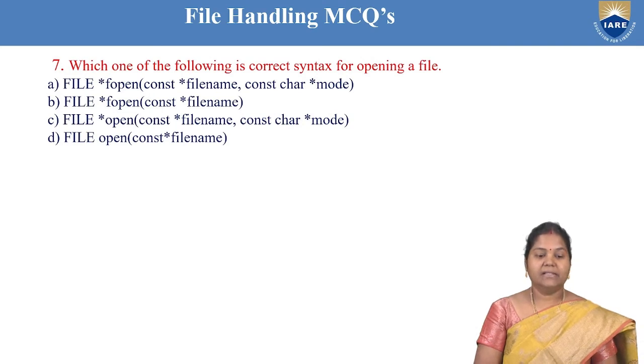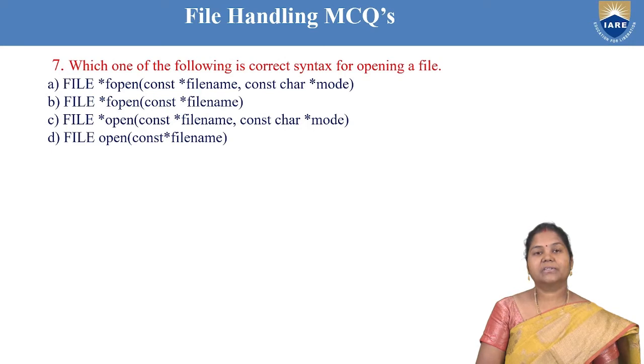Next question is: which of the following is the correct syntax for opening a file? If you want to open a file, there are two ways. You can use the low level disk IO functions or you can use the library functions. Normally, library functions are preferred over the low level disk IO functions. If you are using the library function, then the fopen function should be used. And the fopen function takes two arguments. One is the name of the file and the second one is the mode in which you have to open the file.